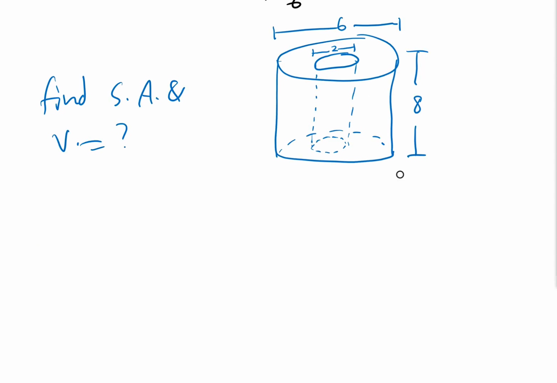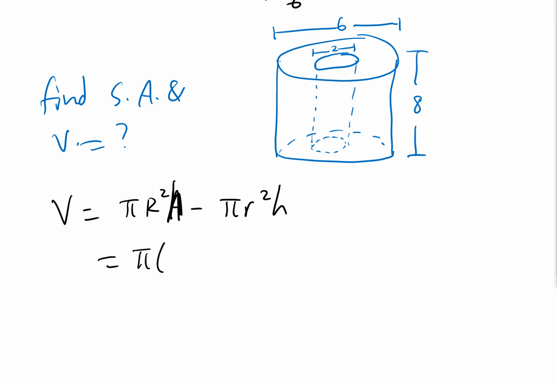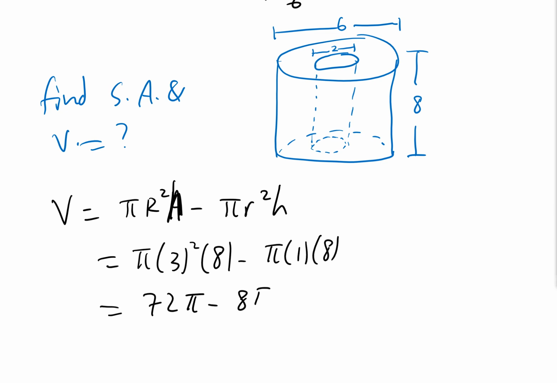To find the volume first, it is the volume of the whole thing, pi r squared times the height, minus pi r squared times the height for the small one. The radius for the big one is 3 and the height is 8; the radius for the other one is 1 and the height is 8. 72 pi minus 8 pi, what is this? 64 pi.